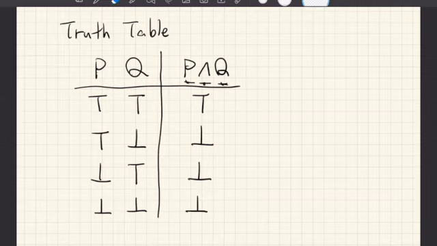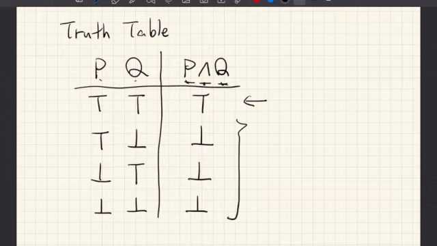So conjunction can take the value of true only when both P and Q are true. This is the only case. Otherwise, it's always false. That's conjunction.